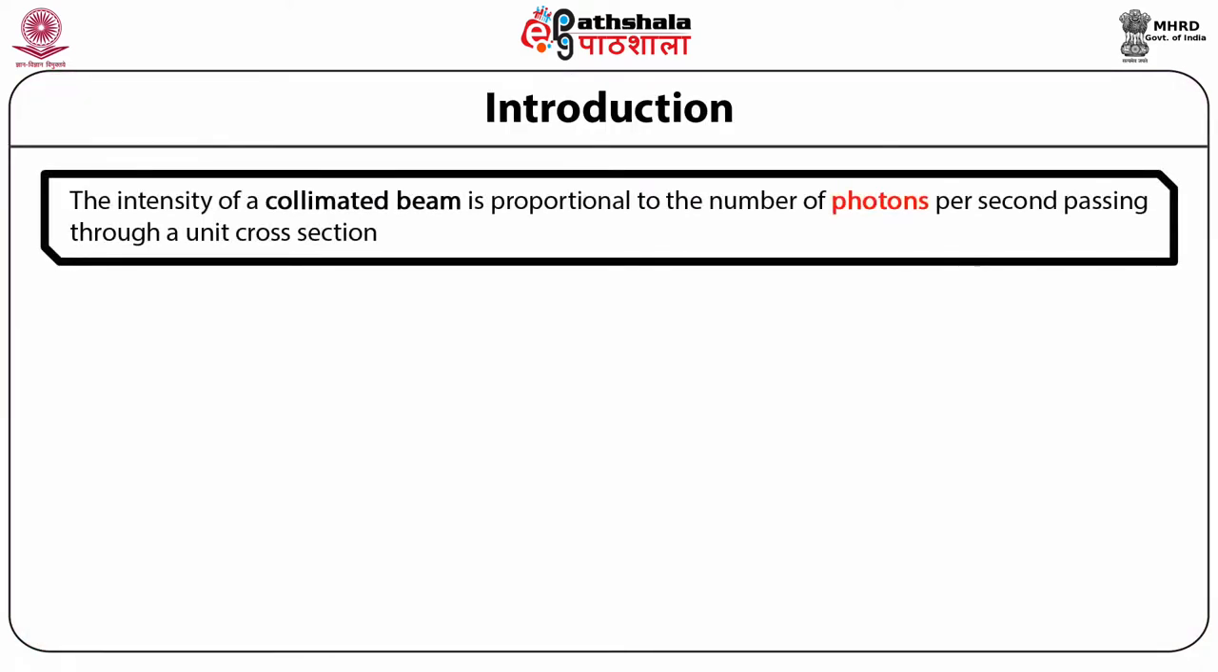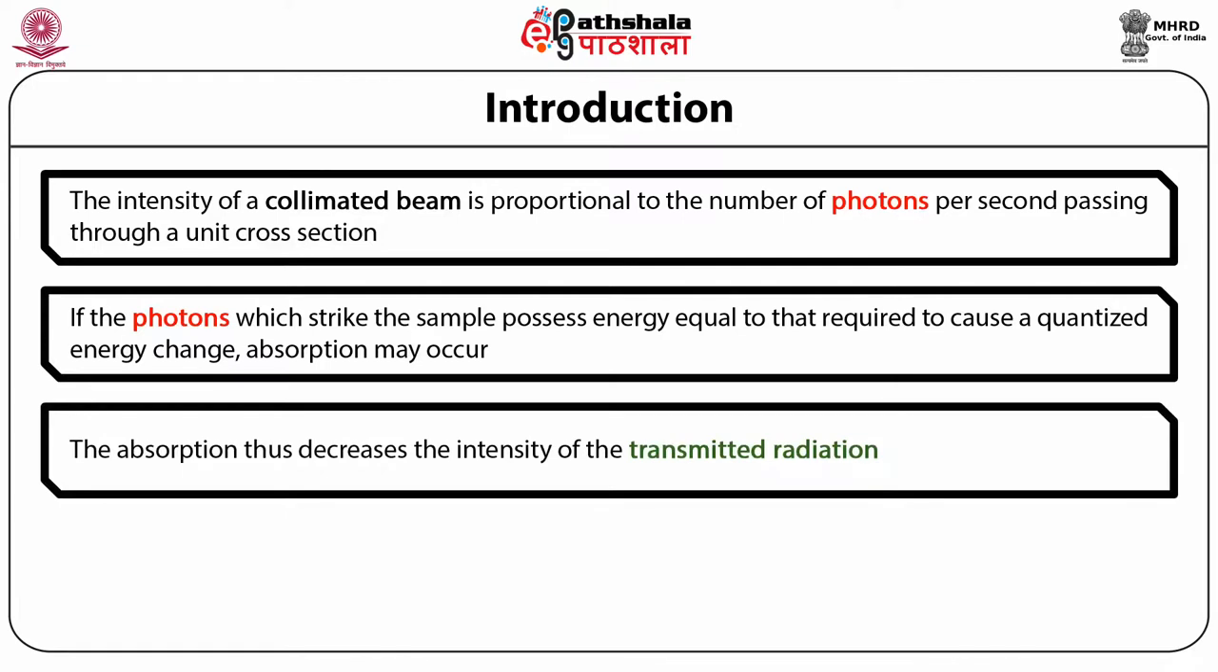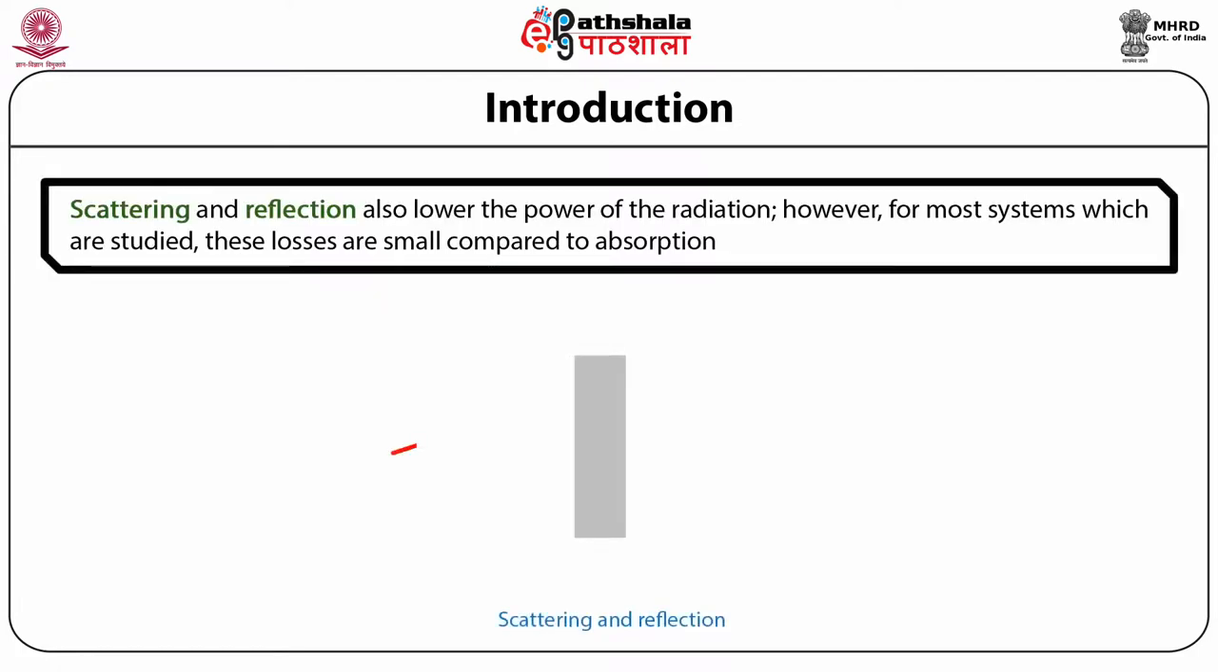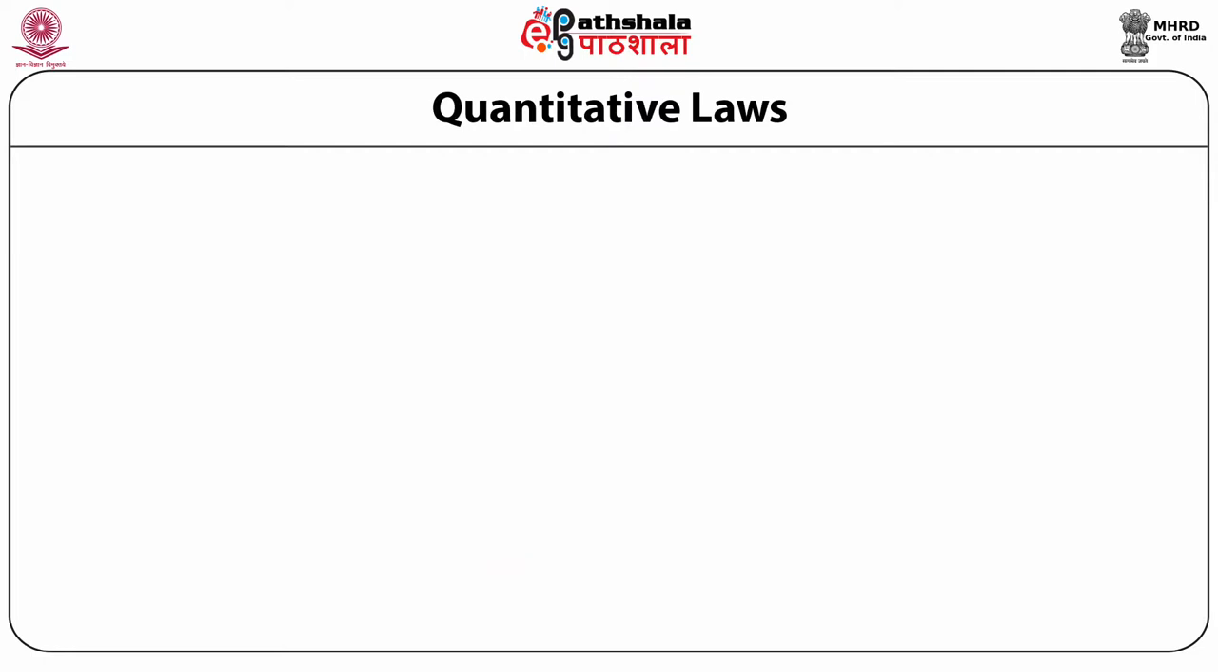The intensity of a collimated beam is proportional to the number of photons per second passing through a unit cross section. If the photons which strike the sample possess energy equal to that required to cause a quantized energy change, absorption may occur. The absorption thus decreases the intensity of the transmitted radiation. Scattering and reflection also lower the power of the radiation. However, for most systems which are studied, these losses are small compared to absorption. Here, first I shall discuss quantitative laws.